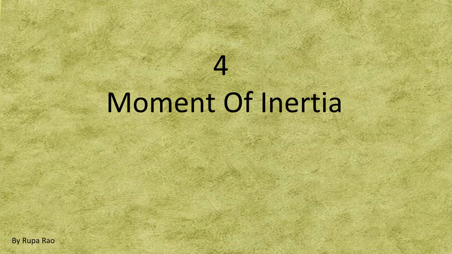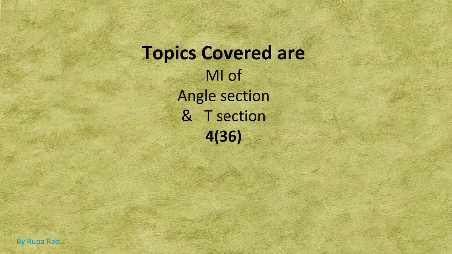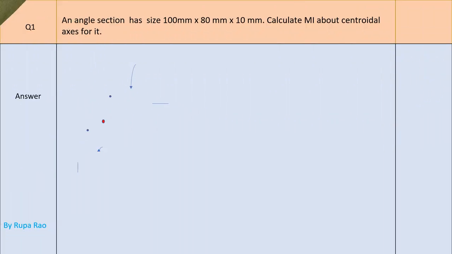This is the fourth video on moment of inertia. The topics covered are MI of angle section and T section. The first question is angle. An angle section has size 100 mm by 80 mm by 10 mm. Calculate MI about centroidal axis for it.